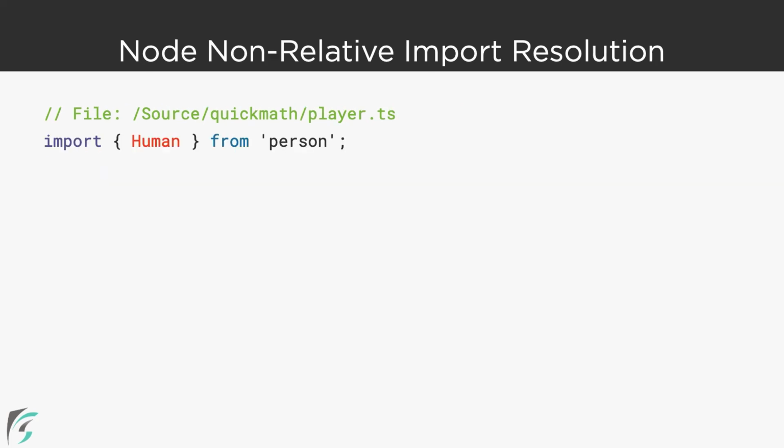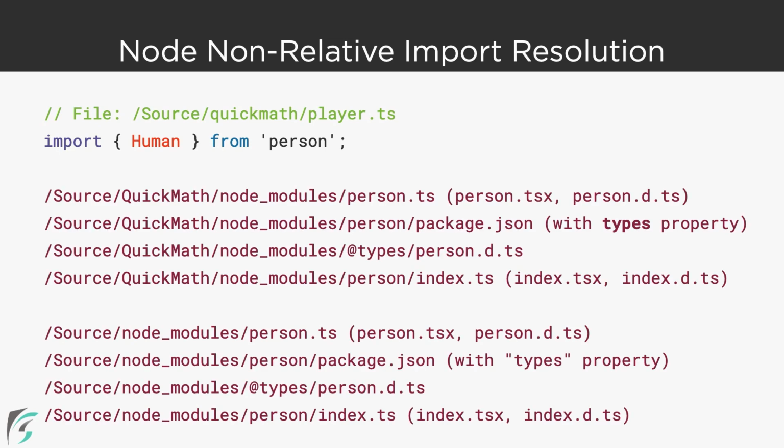In that directory, it will search for a file named index with one of the same three valid TypeScript file extensions. The last one here is the node strategy with non-relative imports. I'll again use the same sample import, but this time with a non-relative reference to the person module. The first place the compiler will search for this module is in a subdirectory of the current directory named node_modules. In the node_modules directory, it will look for the file with the module name and the three TypeScript file extensions that we have discussed.